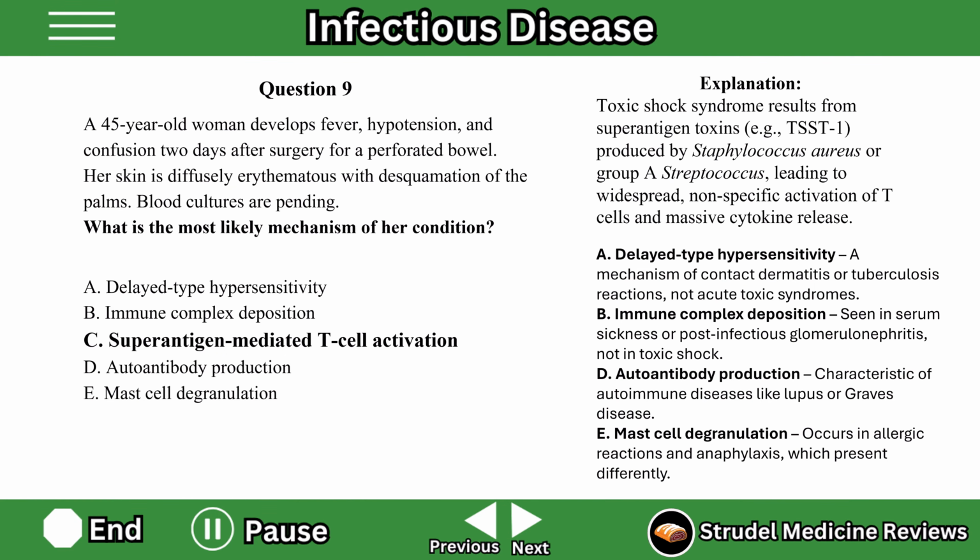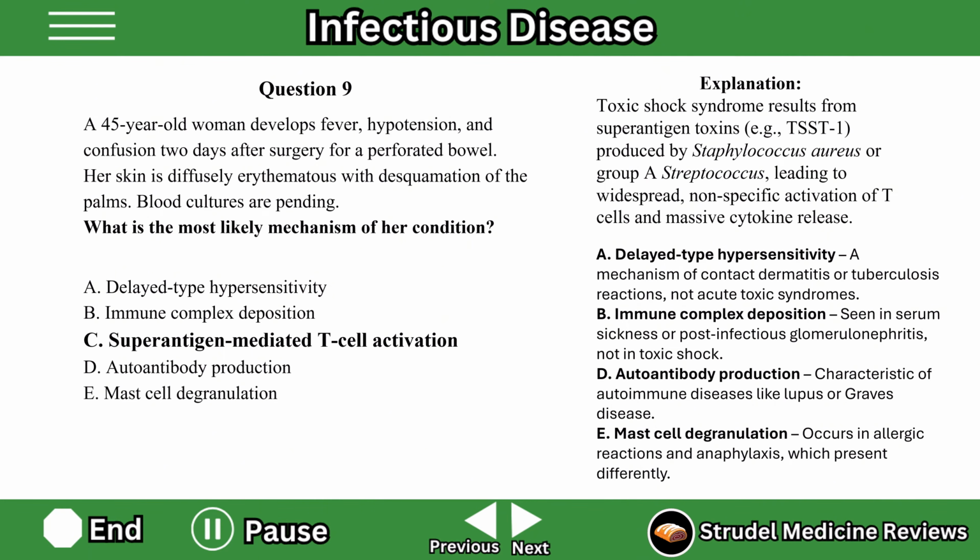So going over the other incorrect answers, answer choice A, delayed type hypersensitivity, is incorrect. Delayed type hypersensitivity is your hypersensitivity type 4, right? So that's typically a mechanism of contact dermatitis or TB reactions, but not really acute toxic syndromes. B, immune complex deposition is type 3 hypersensitivity, which is seen in serum sickness or post-infectious glomerulonephritis, but not in toxic shock.